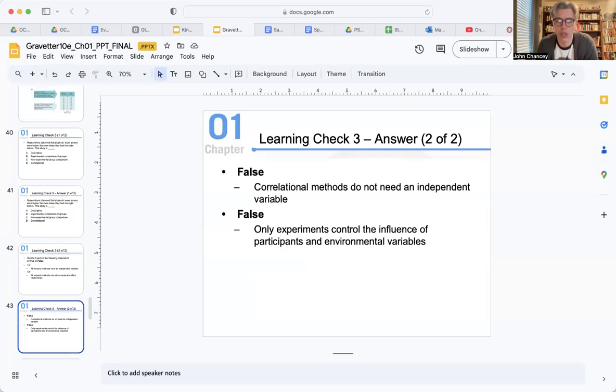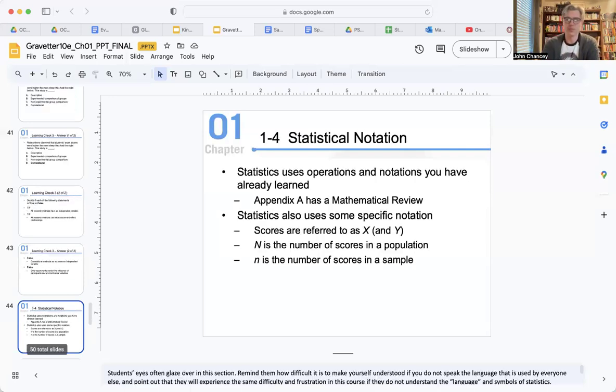Both are false. Correlational methods do not need an independent variable. Nothing is being manipulated there. And also, only experiments control the variable of influence, or environmental influence variables. Other methods of research don't have that same kind of control.